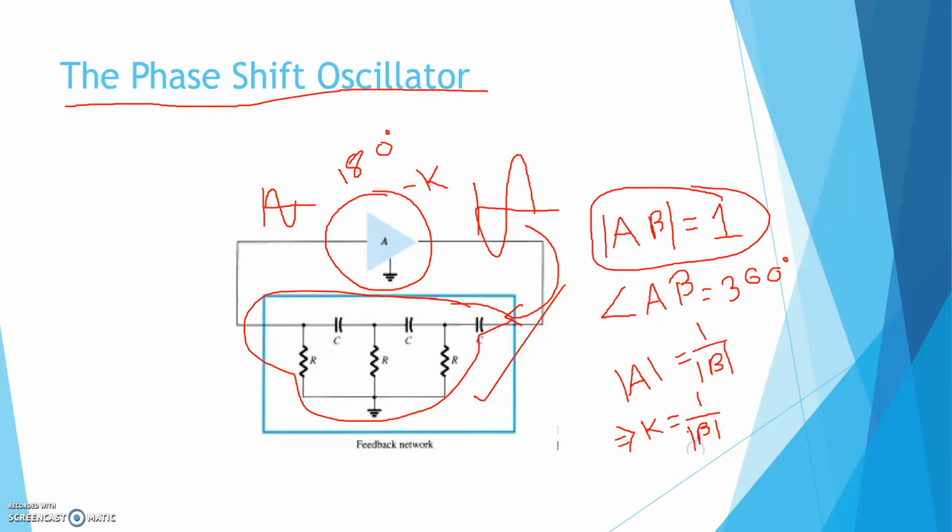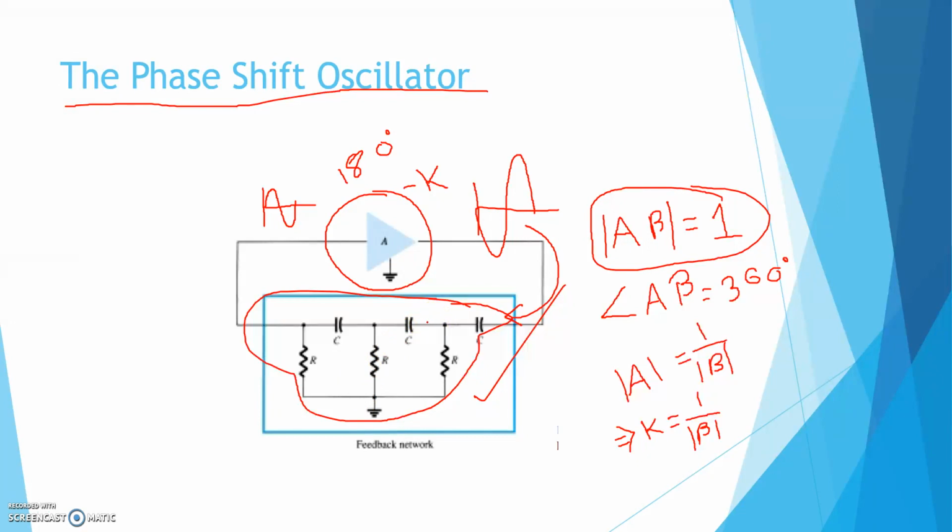It indicates that the magnitude of the basic amplifier gain should be equal to 1 by the magnitude of the transfer function of this feedback network at the certain frequency in which we want to make the oscillation, or at the oscillation frequency.